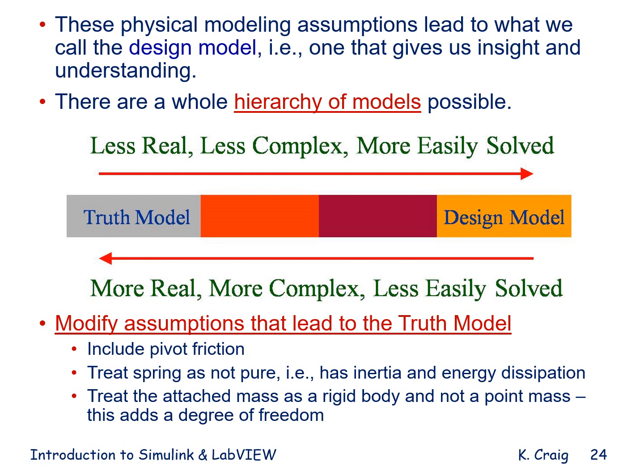If we wanted to make our model more real, more complex, less easily solved, the model assumptions that would lead to the truth model might include pivot friction, which could be a combination of viscous friction and Coulomb friction. Treat the spring as not pure, that it has mass or inertia, and it also has energy dissipation. Treat the attached mass as a rigid body, and not a point mass, and this will add a degree of freedom to the dynamic system.